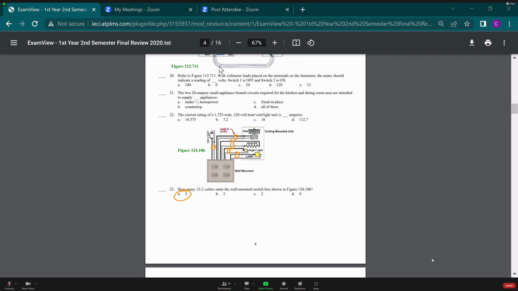This one's just counting up each of the circles and making sure that if it says wall mounted, you go to the wall mounted. If it goes to ceiling mounted, you just look at the ceiling mounted.